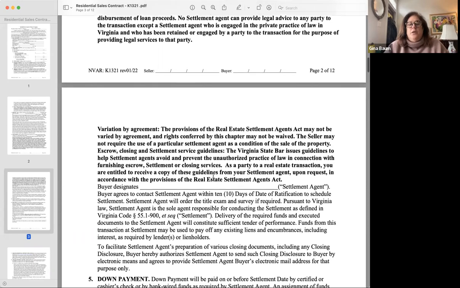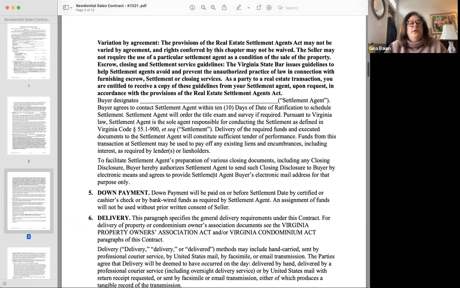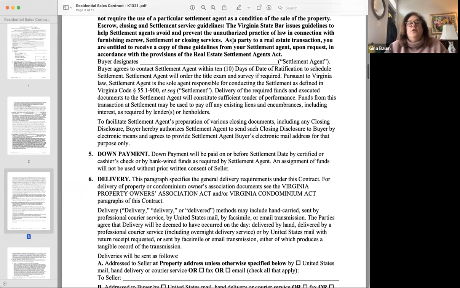The Virginia State Bar issued guidelines to help settlement agents avoid and prevent the unauthorized practice of law in connection with furnishing escrow, settlement, or closing services. As a party to a real estate transaction, you are entitled to receive a copy of these guidelines from your settlement agent upon request in accordance with the provisions of the Real Estate Settlement Agents Act. So both of the firms that we work with use a very protected site that buyers will get a login to, and all of those things will be provided to them right there.